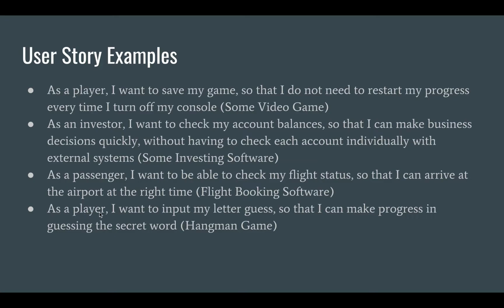So once again, as a player, so maybe this is going to be the Hangman game that we're going to talk about. As a player, I want to input my letter guess so that I can make progress in guessing the secret word. So the goal of this game is to be able to guess the secret word that the Hangman program picks out randomly. As a player, I want to be able to input my letter guess one letter at a time. This tells us that we need to write this feature of inputting some letter so that I can make progress in guessing the secret word. So these were some examples and kind of an explanation of what user stories are.